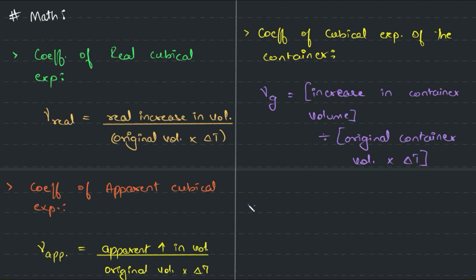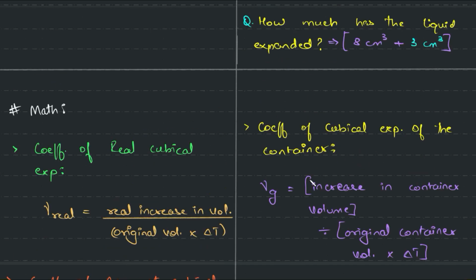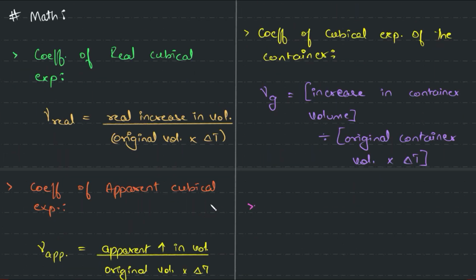Okay. So there's one final relationship, and we actually kind of mathematically wrote that over here. So that would be gamma real is equal to gamma apparent plus gamma glass. That's it. So that is your math over there.